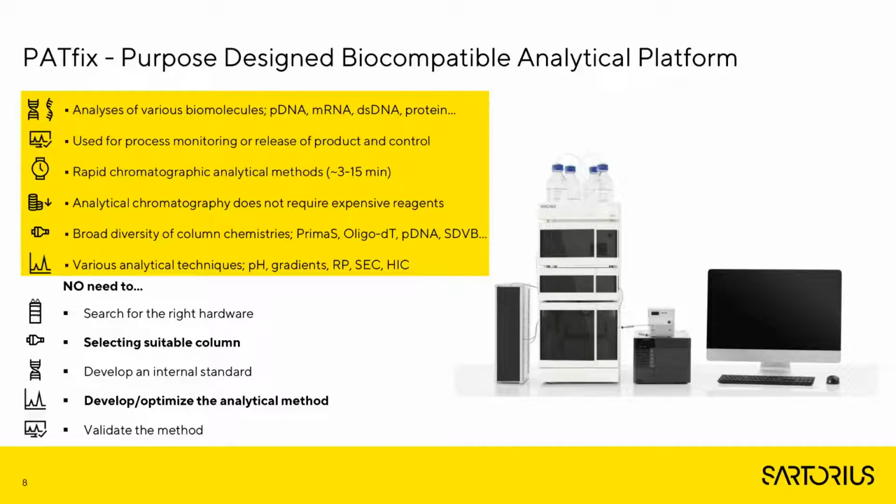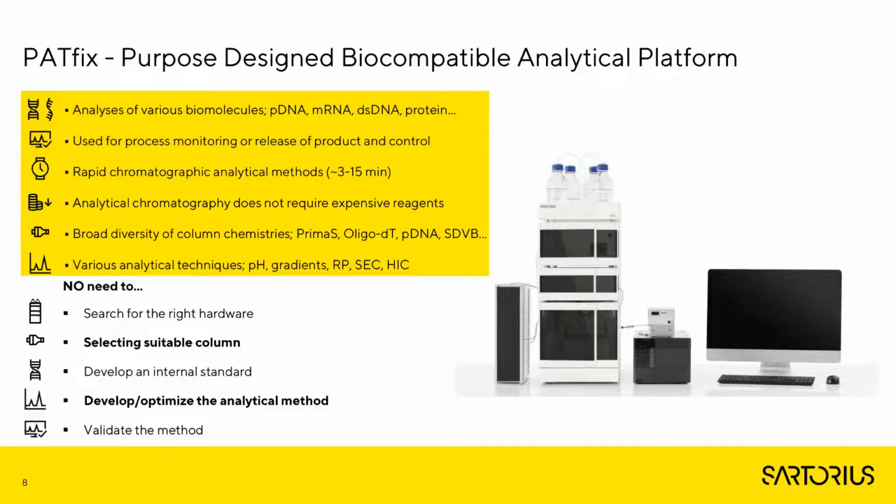It's very fast. The methods included in the platform are usually between 3 to 15 minutes long, and it doesn't cost much compared to other analytics to run. By leveraging this platform, for which we have developed analytical methods, you don't need to go out and search for the right hardware and columns, develop your internal standard, and optimize the analytical method for yourself. You can get these results pretty quickly at line.